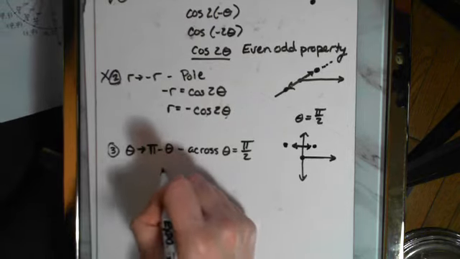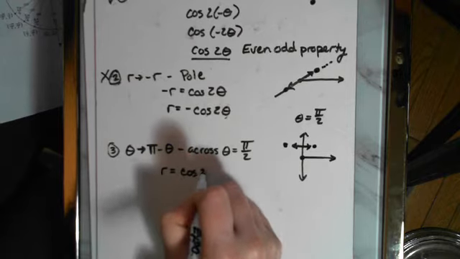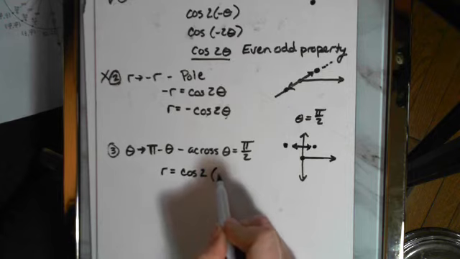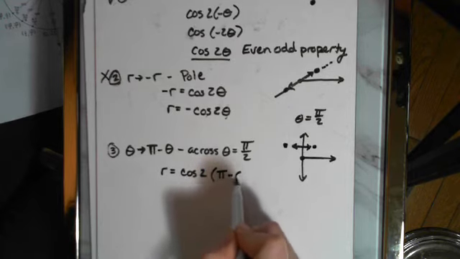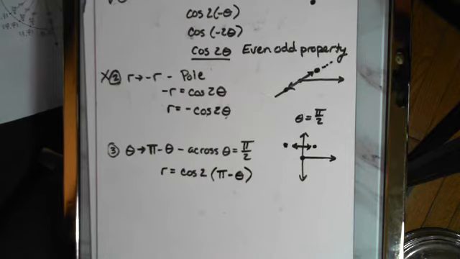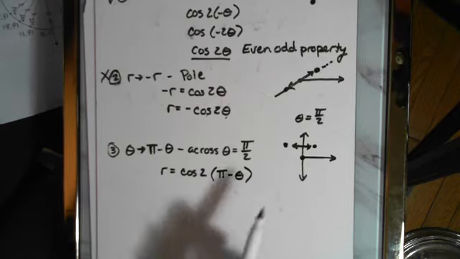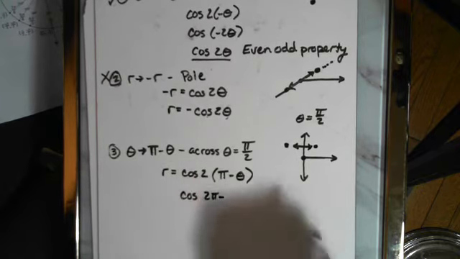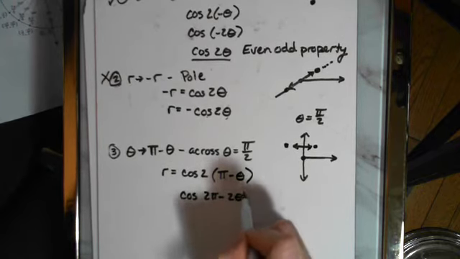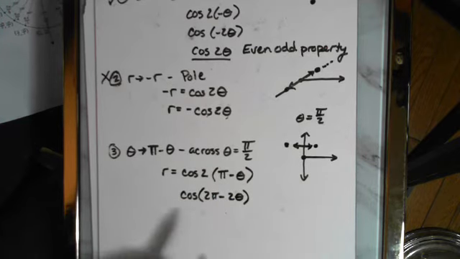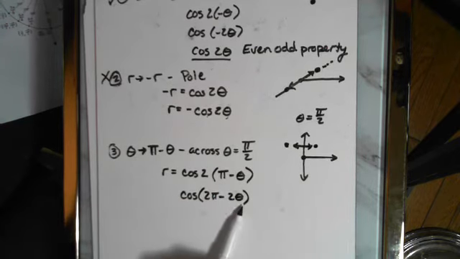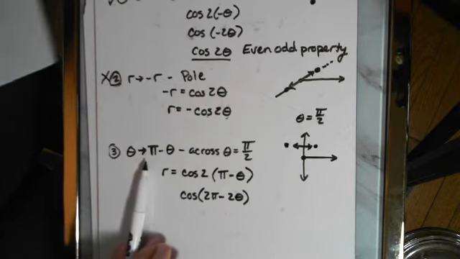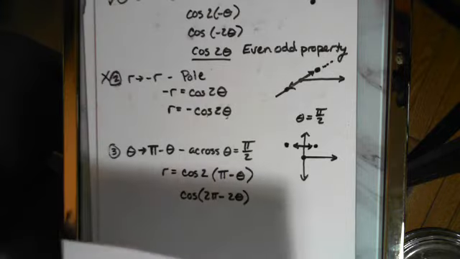So I have r equals cosine of 2 times, now it used to be theta, but I'm going to put pi minus theta here. Okay, now this can be simplified. I'll get cosine of 2 pi minus 2 theta. And I need to double check to see what's going on with this one. And this one can be the trickiest one to do. So I would highly recommend doing it using our test point. So let's take a look.